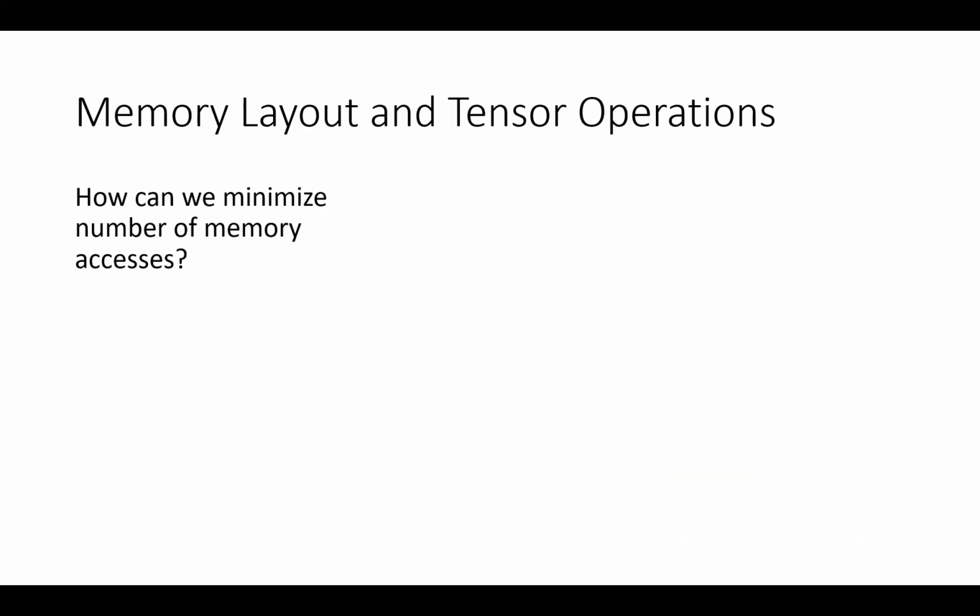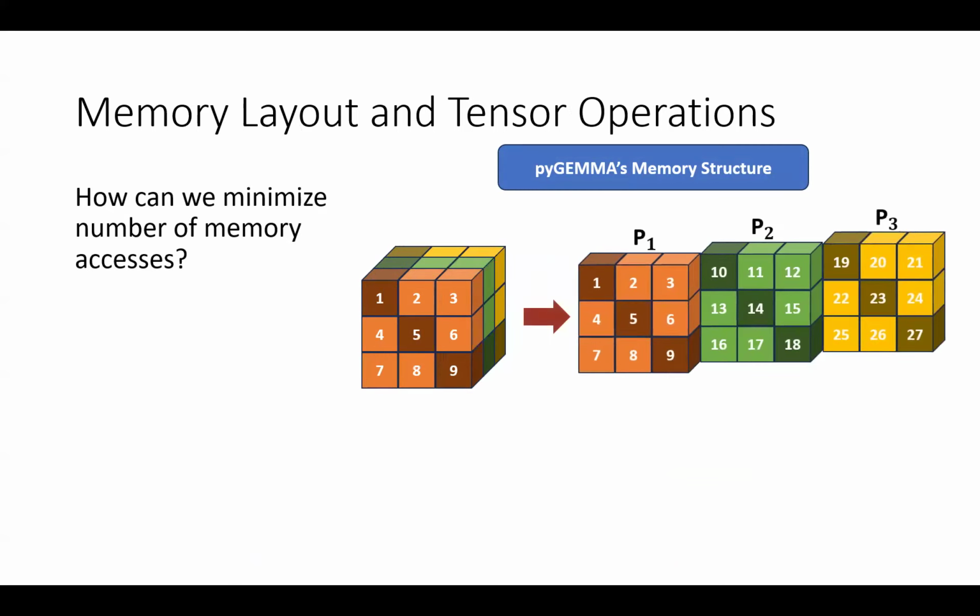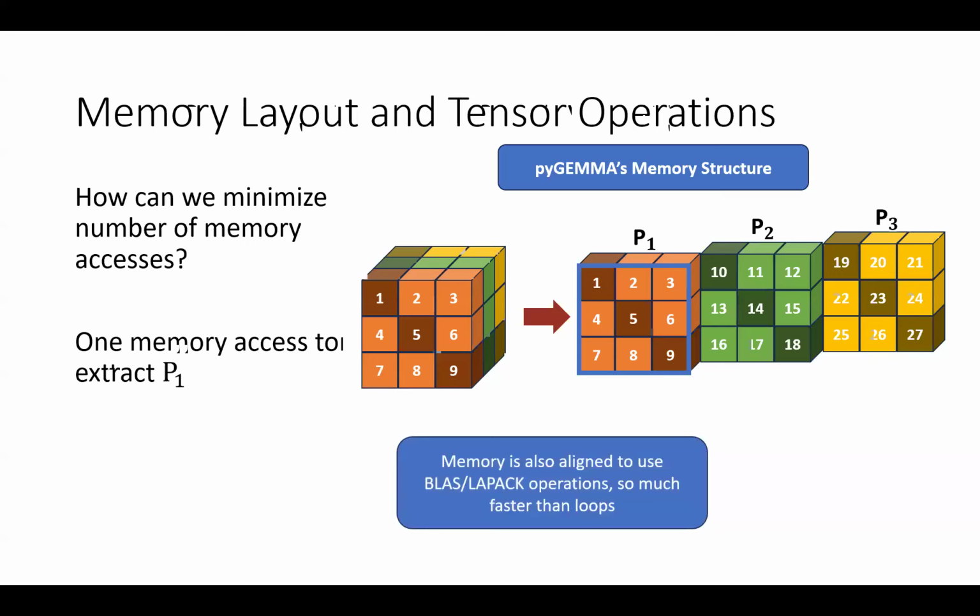We can use that to minimize the number of memory accesses by structuring it this way as one of the cubes. When we do that, you see we can pull P1 out with just a single memory access. And that's really nice because it means instead of 3 operations, we've just done 1 operation. But as you scale covariates or other things like that, suddenly that gets really expensive because you can only pull a certain amount out of memory at a time. Additionally, these are aligned very nicely in memory, which means BLAS and LAPACK operations can be applied directly to them. And it's much faster than for loops to do that.